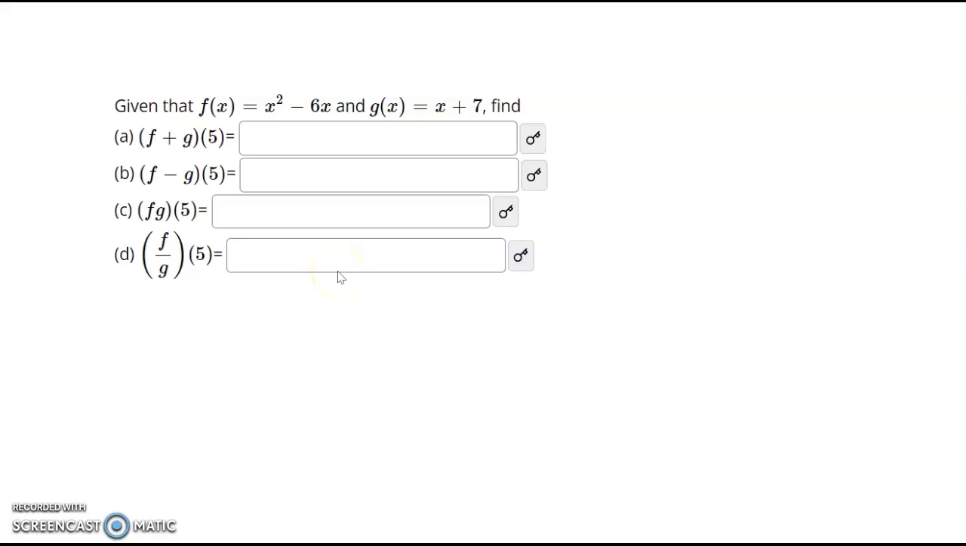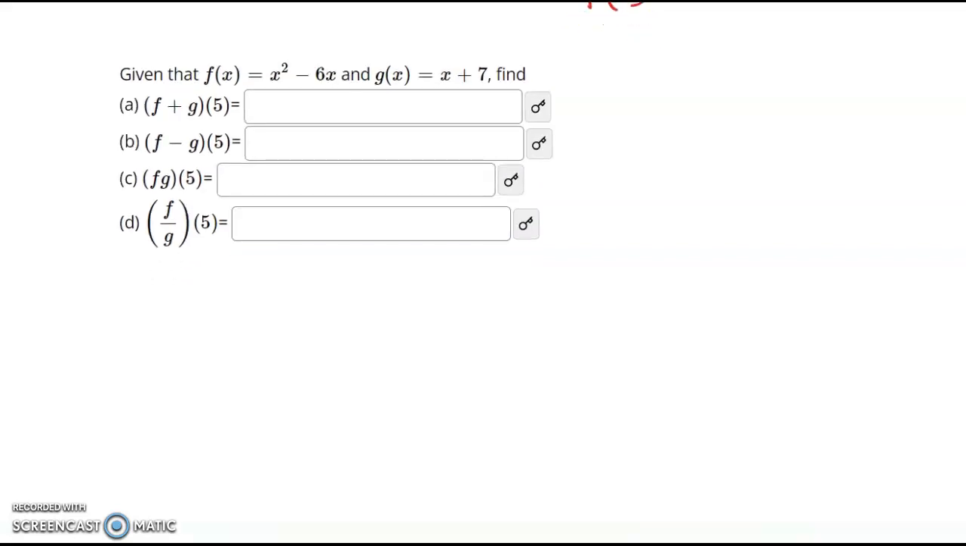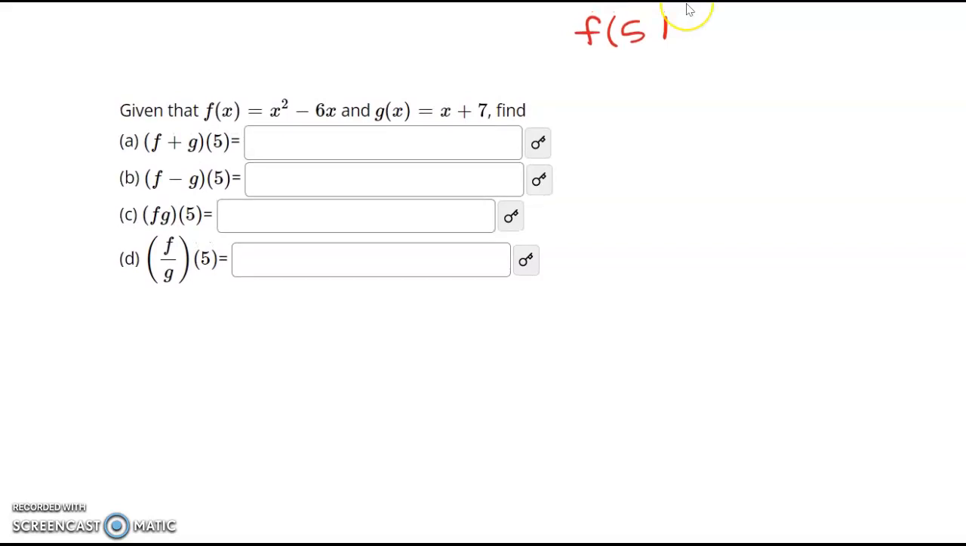We are given these two functions, f of x and g of x, and we need to find all of these: f plus g of 5, f minus g of 5, f times g of 5, and f over g of 5. Since 5 will be substituted into each function, I'm going to first come up here and find f of 5 and then g of 5.